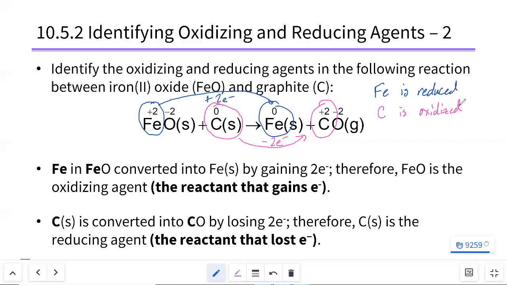Now, if we're talking about the reactants themselves, this is where we need to make those distinctions. We can talk about the iron oxide forcing the oxidation of this carbon. And so we would call it the oxidizing agent because of that. The iron oxide forced the carbon to get rid of its electrons. The carbon, on the other hand, forced the iron oxide to take those electrons. So we can call carbon the reducing agent.